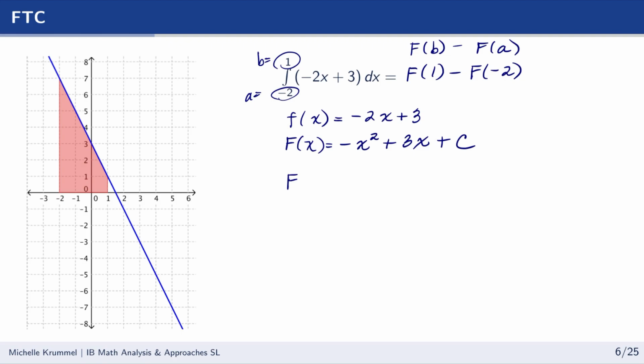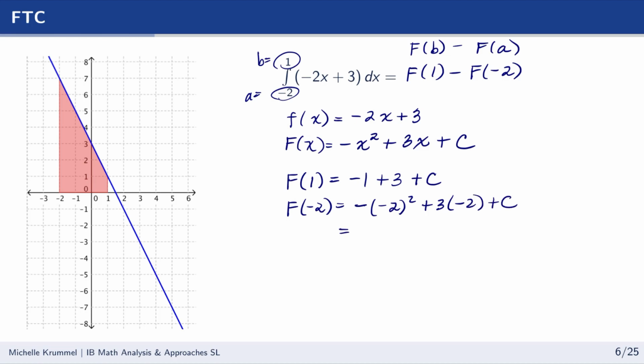So for f of the b value, f of 1, I'm just going to substitute 1 into big F of x. I get negative 1 plus 3 plus c. And then for big F of negative 2, I'm just substituting in negative 2 for x. I get negative 2 squared plus 3 times negative 2 plus c. Let's simplify that. So we get negative 4 minus 6 is negative 10 plus c. Now remember, we have to do f of 1 minus f of negative 2.